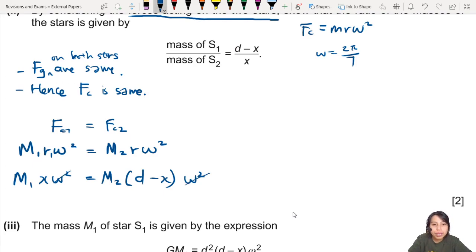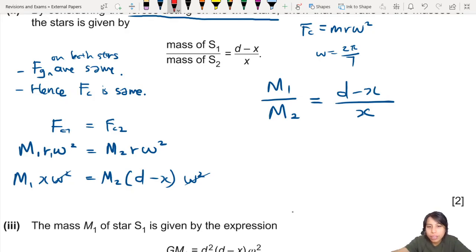So the next step is you rearrange M1 divided by M2 equals D minus X over X. So you found the answer. How to find this? This is one method, okay? This one will give you 2 marks, the shortest way. The first mark comes from you knowing any of these facts and applying it to get your final answer.